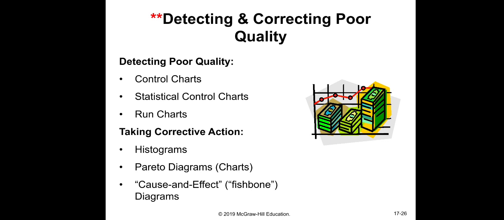And then after the poor quality problem has been identified, it is also very important to do corrective action, to do something to improve the situation. So see here, there are 3 methods that can be used to do the corrective action. First, you can use histograms. Second, Pareto diagrams, and number 3 is cause and effect or Fishbone diagrams. So let's see.